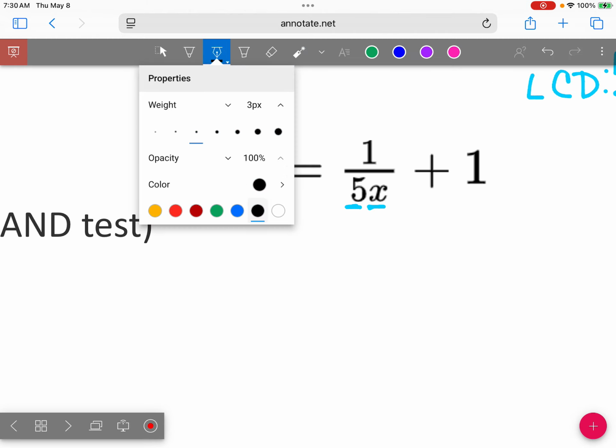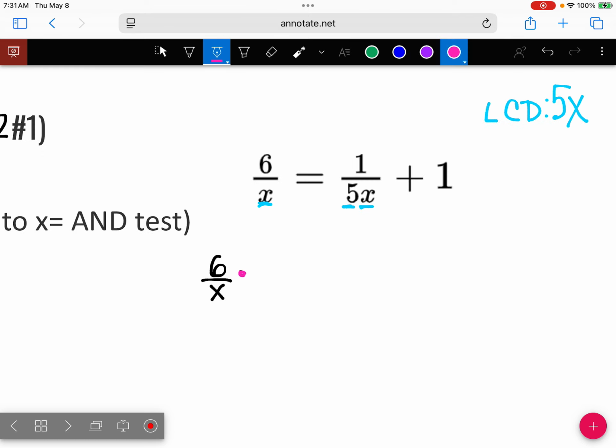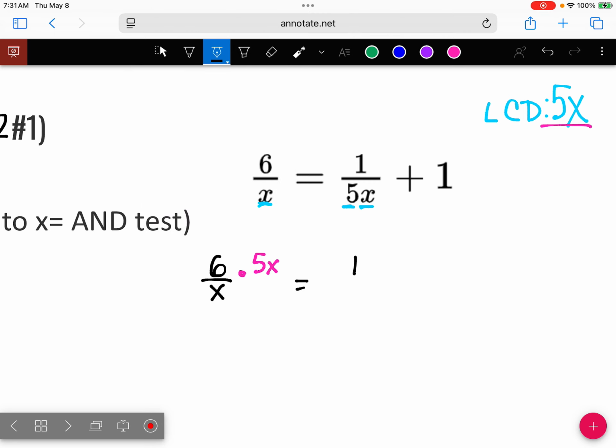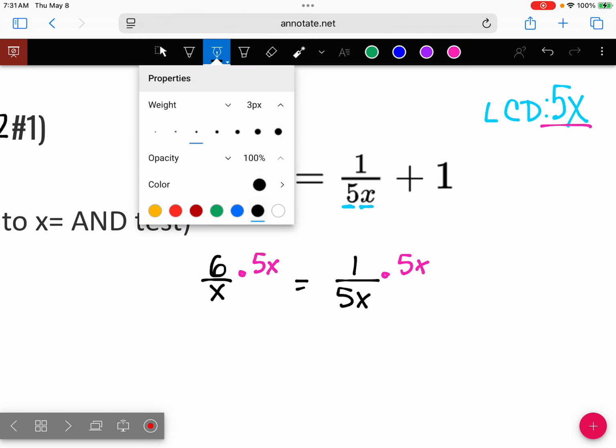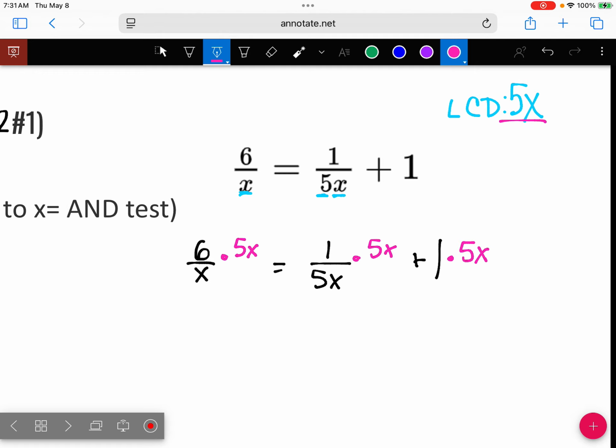Because what we're going to do is take our 6 over x and multiply that times our least common denominator, that 5x. Then we're going to take our 1 over 5x and multiply that times our least common denominator, 5x. Then we're going to take our plus 1 and multiply that times our least common denominator, 5x. So we multiply absolutely everything by that common denominator that we found.